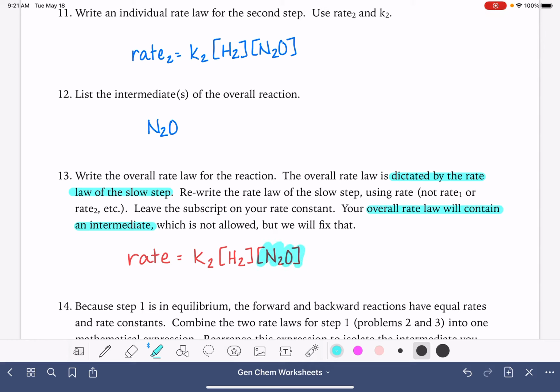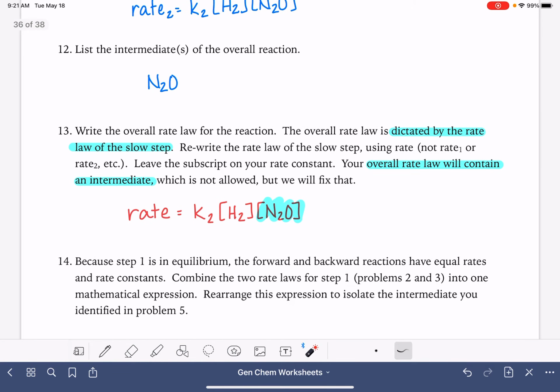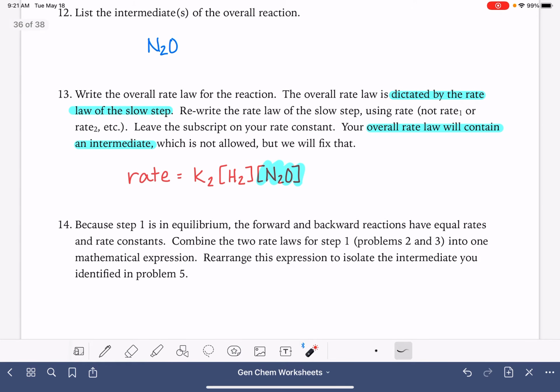And remember, that's not allowed because we cannot make any measurements on intermediates. They are not products that we're putting in. They're not reactants that we are producing. We have no way of monitoring N2O. So we're going to have to fix this. What we have to do is come up with a different expression for N2O that we can substitute into this rate law right here. So here's how we're going to do that.